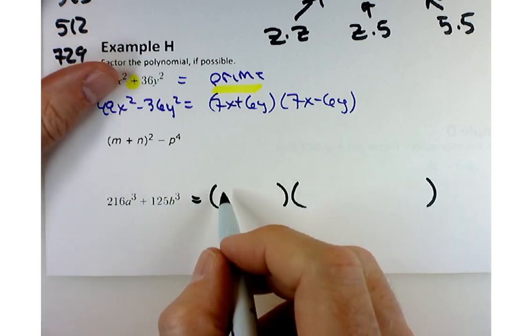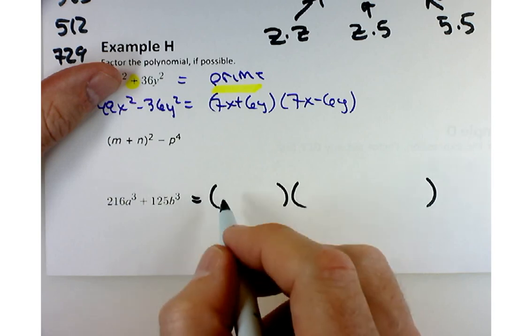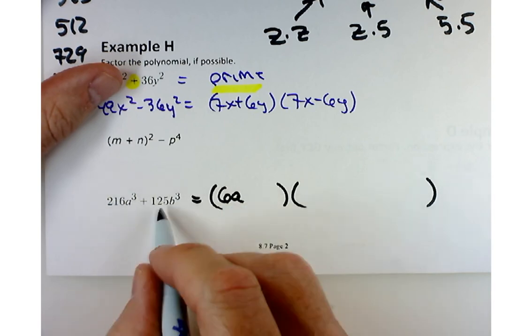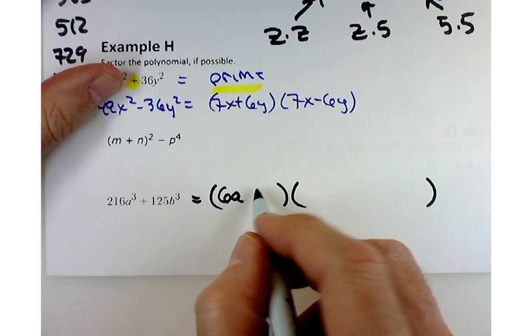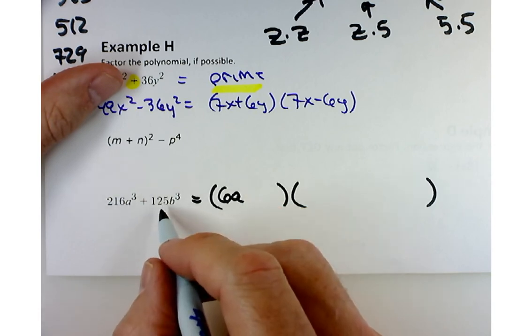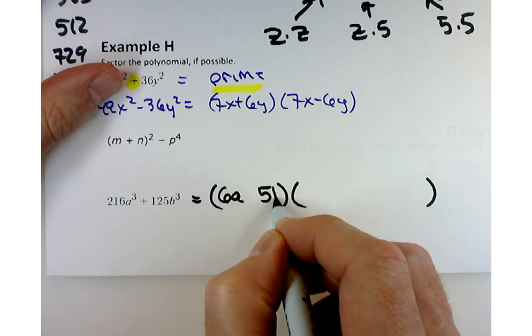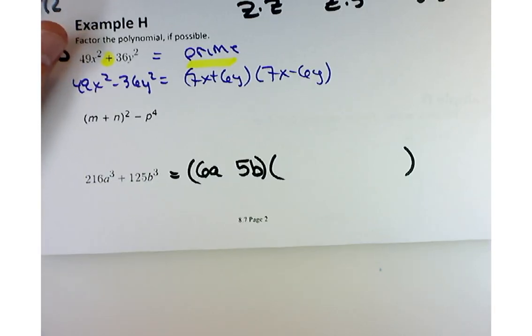What do I cube to get each of these terms? What should I put in the first parenthesis here? 6a. And then what else? 5b. All right, so 6a plus 5b.